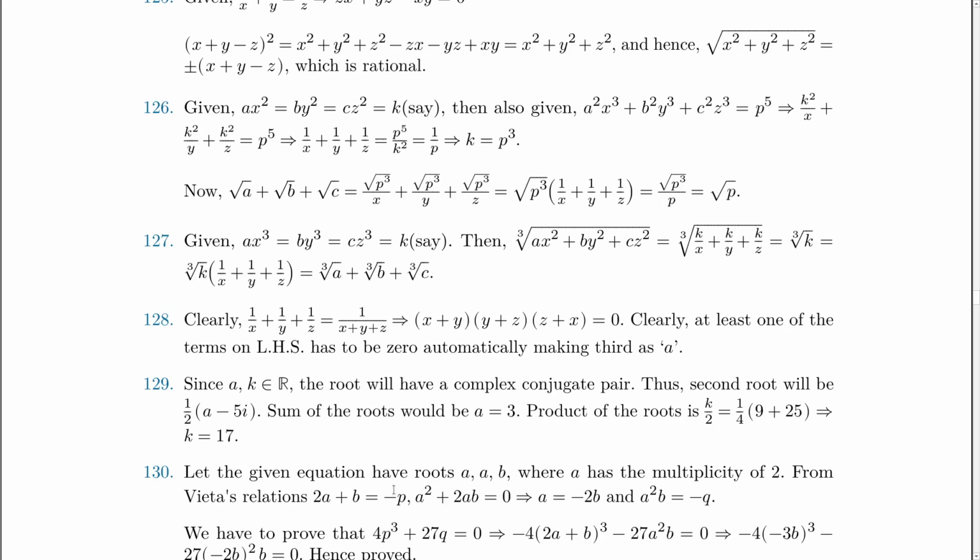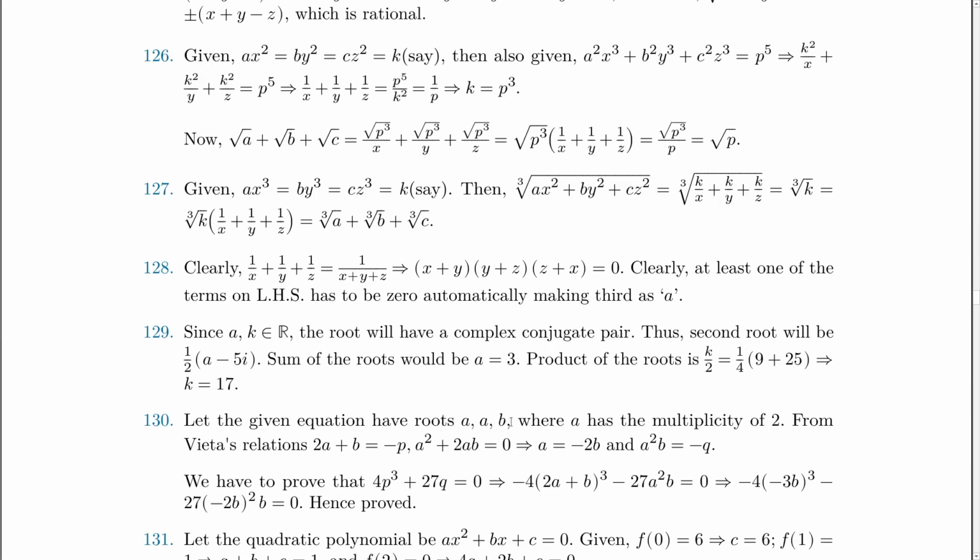So we look at the solution. Let's say the roots are a, a, b. Because a has multiplicity 2 here, it appears twice. So from Newton's relationship, we can write 2a plus b is equal to minus p, a square plus 2ab is equal to 0, and a is equal to minus 2b, and a square b is equal to minus q. We have to prove that 4p cube plus 27q is equal to 0, and we have obtained p is equal to minus (2a plus b), so we substitute it here. This would be minus 4 into (2a plus b) whole cube minus 27 a square b, because q is minus a square b, that is equal to 0.